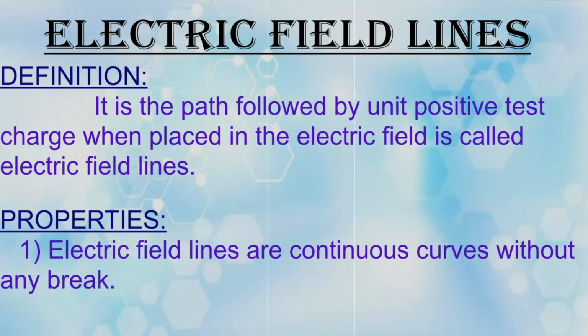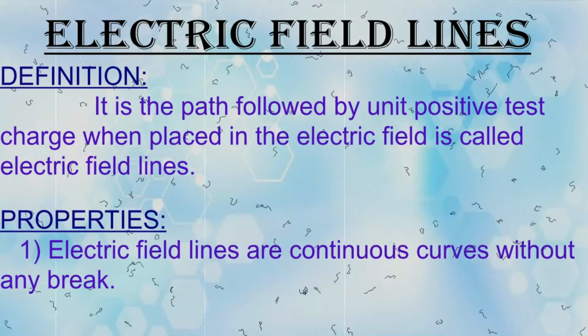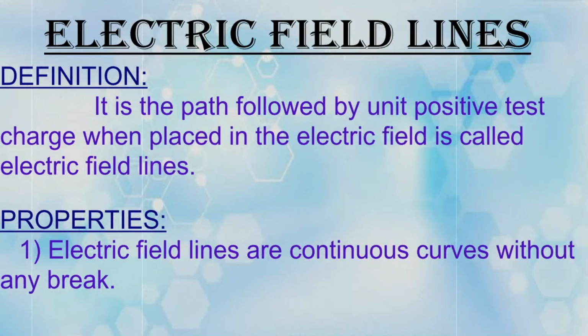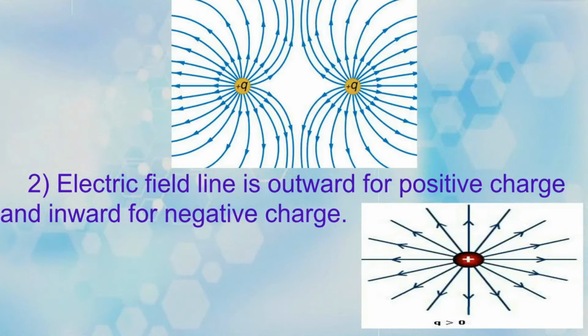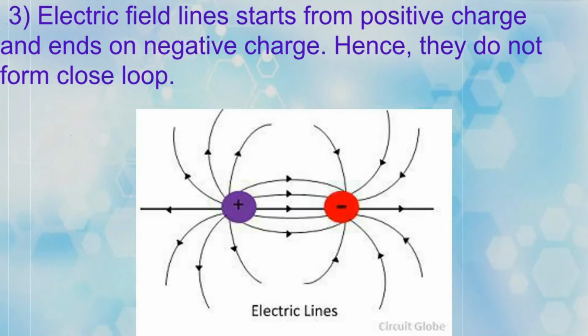Electric field lines. It is the path followed by a unit positive charge placed in the electric field. Properties: Electric field lines are continuous curves without any break. Electric field lines are outward for positive charge and inward for negative charge. Electric field lines start from positive charge and end on negative charge, hence they do not form a closed loop.